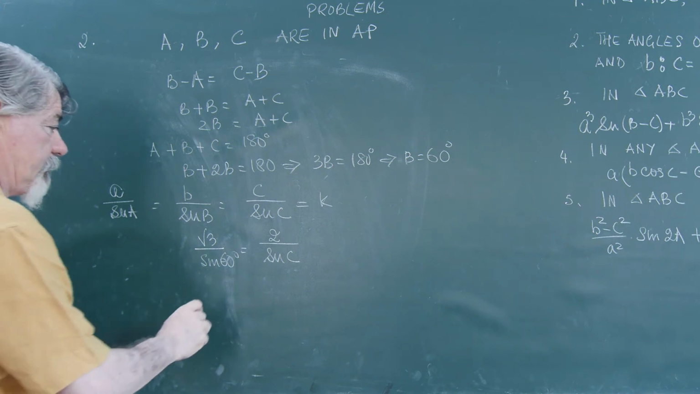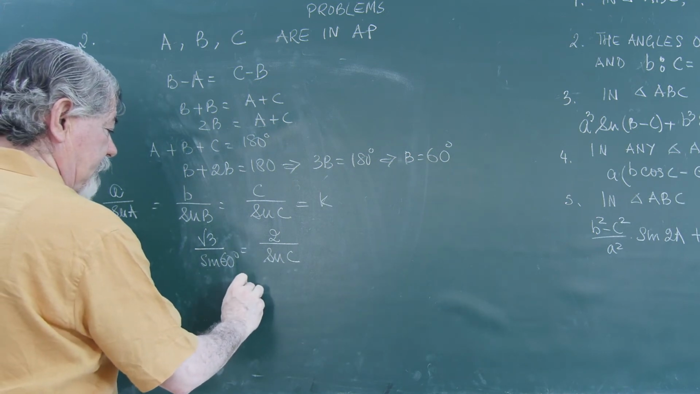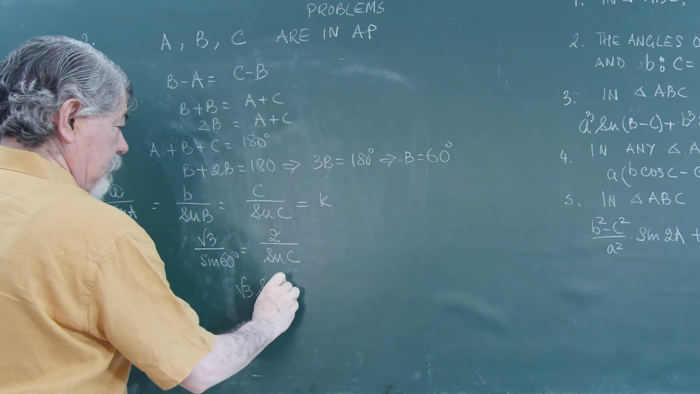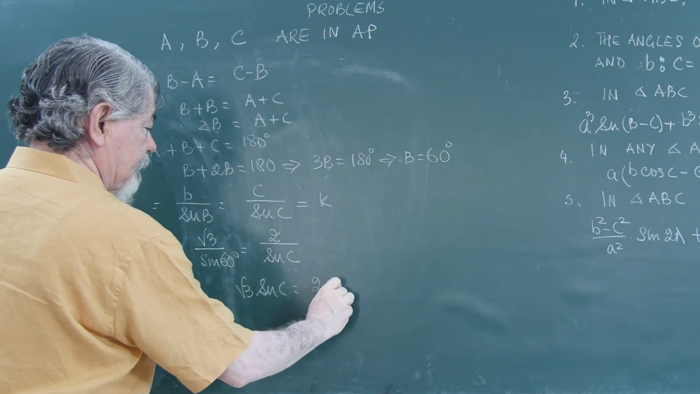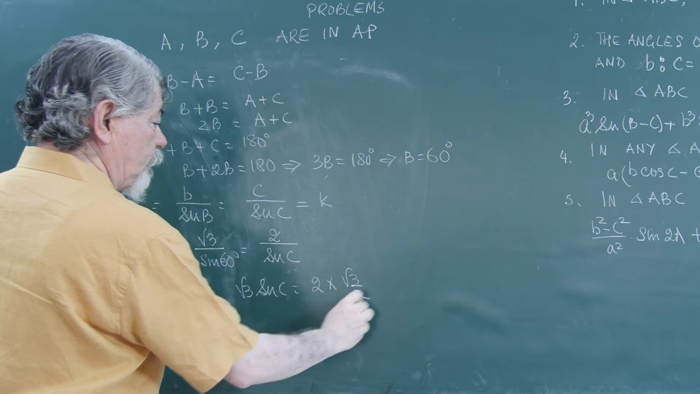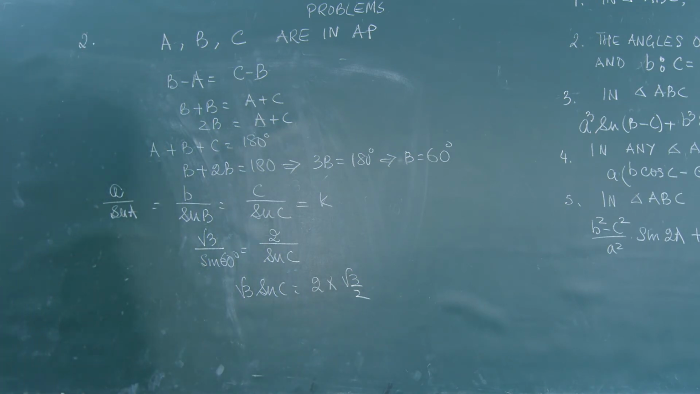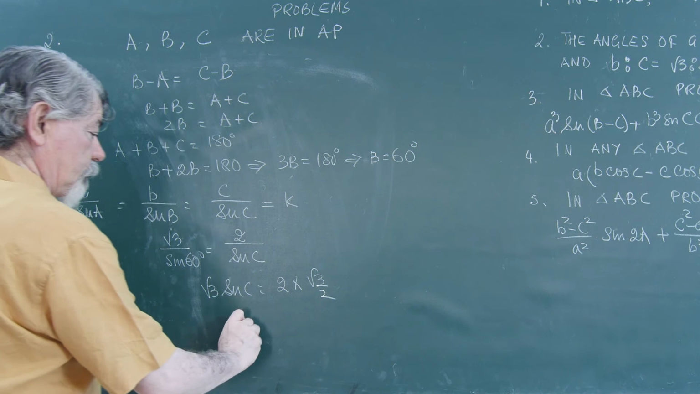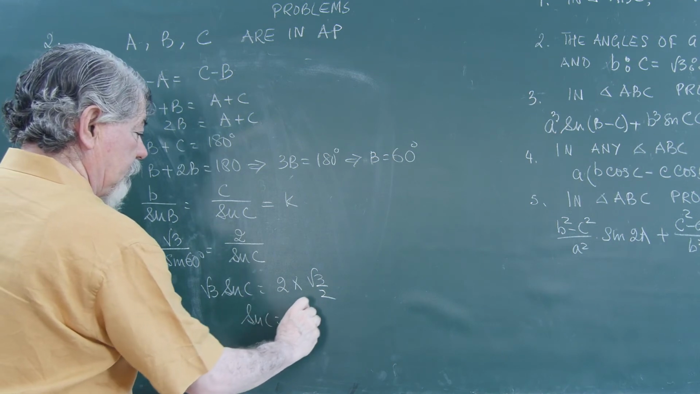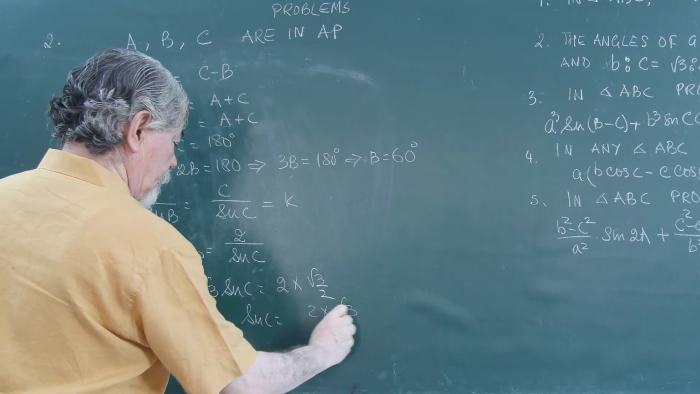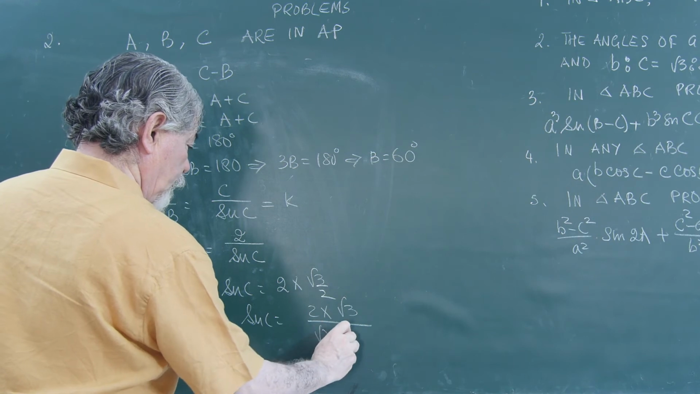Let us see what happens. Root 3 sin C will be equal to 2 into sin 60, which is root 3 upon 2. The value of sin 60 is root 3 upon 2. So sin C will come out to be 2 into root 3 upon root 3 into 2.